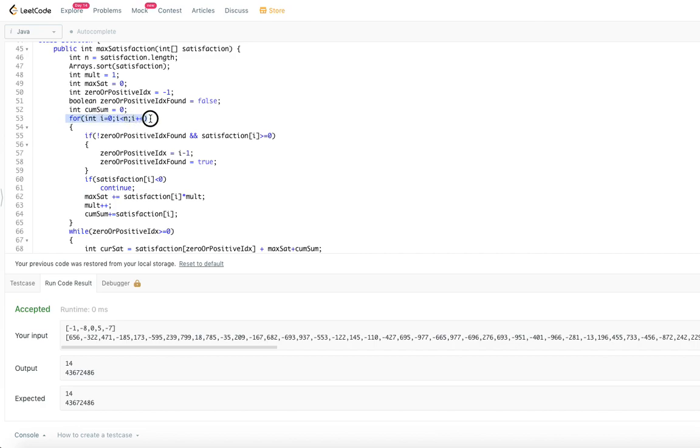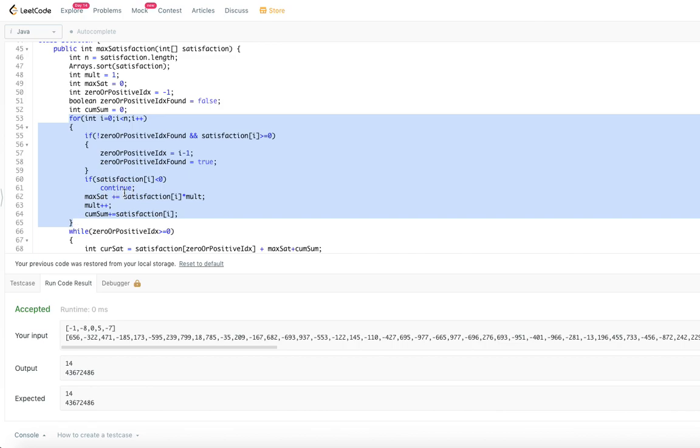So starting from 0 to n, I already sorted the array, I am going through 0 to n. So I check for a non negative number here, right? If it is 0 or a positive number, then I am going to initialize with that particular index. So if it is found, that means the i minus 1 is the last index which is not 0 or positive. So we found that. If satisfaction of i is less than 0, we are not including anything. So in this for loop, we are only caring about the positive numbers only.